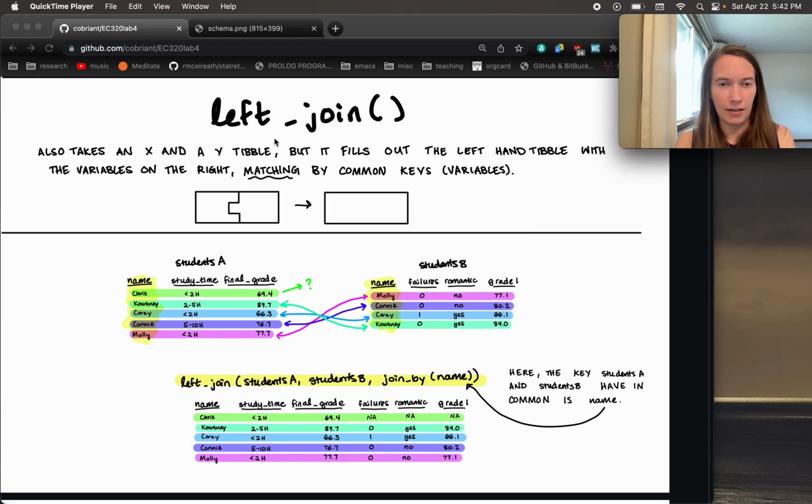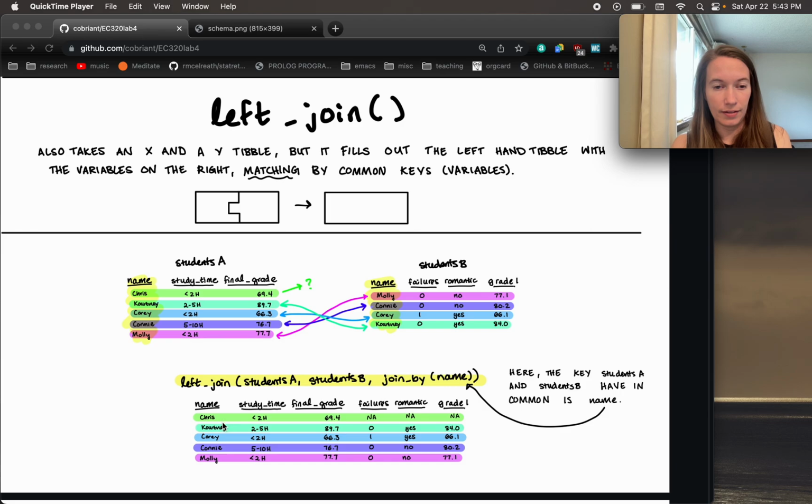So left join kind of puts preference on the left tibble, or the first tibble. And so you'll get kind of a copy of the left tibble over here. But putting preference means we're going to have all of the rows that appear in the left-hand tibble in the result. And then it's just going to fill out the information coming from the right-hand tibble as we go over here. So these first three variables are the same as in students A, and then we're filling out the information looking at students B.